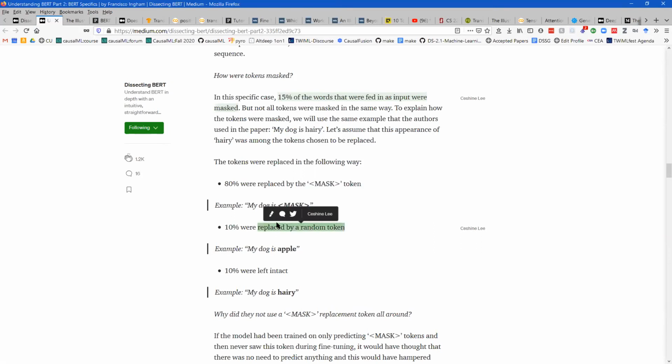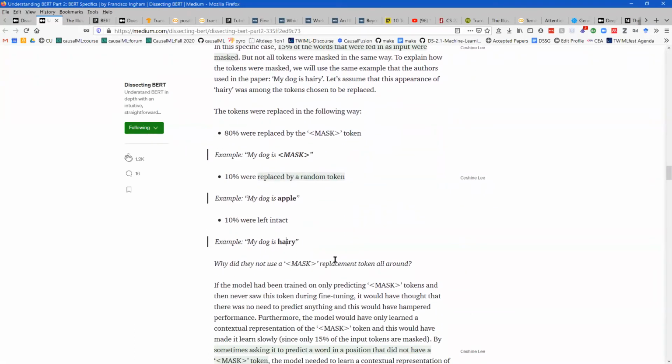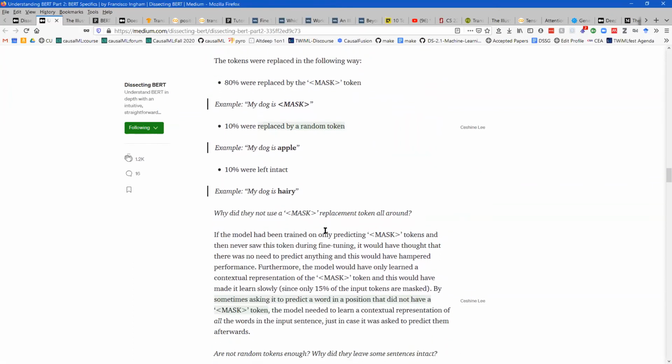So here's the example that comes from the paper. You have a sentence, "My dog is Harry," and you select the word Harry as the word to be masked. What happens is that 80% of the time you replace that word by a mask token, but 10% of the time you replace this word by some random word: "My dog is Apple." And then the other 10% of the time you don't do anything, you just leave it there. And I guess there's a reason for doing this.